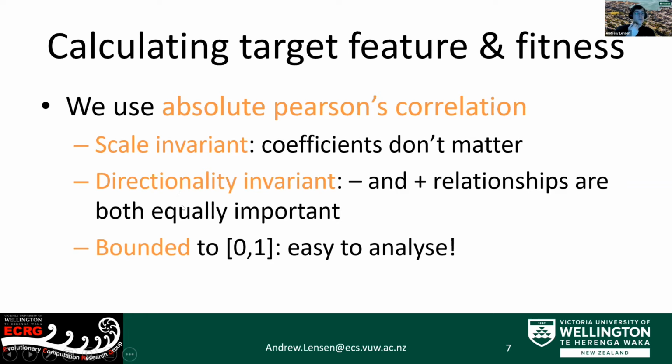We also want something that's invariant to directionality. So a negative and a positive relationship are kind of telling us the same thing. It's just which way round you've got it. And so again, by using the absolute value, we're not discovering the same relationship twice in different directions. And finally, it's also bounded between 0 and 1 in the way that we formulate it, which makes it really easy to analyze. You can get an intuitive idea based on where it falls in that range as to how good a feature relationship you've found.